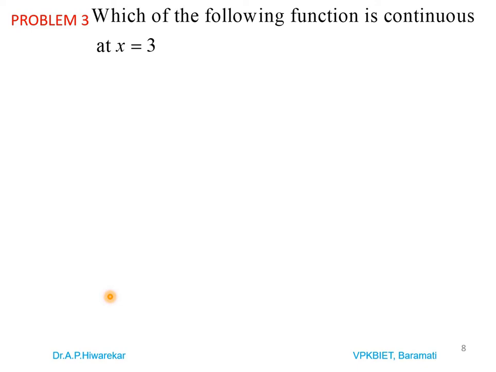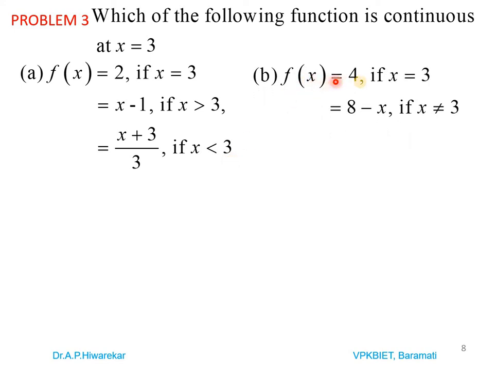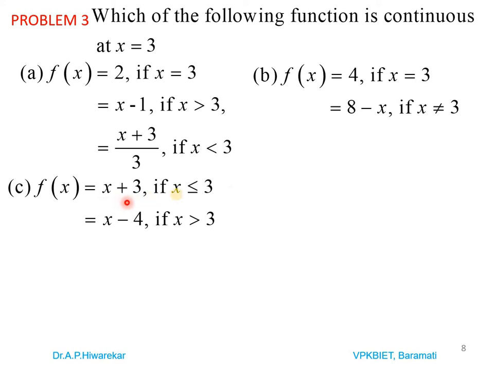Which of the following functions is continuous at x is equal to 3? A. f(x) is 2 if x is 3, which is equal to x minus 1 if x is greater than 3, which is equal to (x plus 3) divided by 3 if x is less than 3. B. The function is defined as f(x) is equal to 4 when x is 3, and 8 minus x if x is not 3. C. f(x) is x plus 3 when x is less than or equal to 3, which is equal to x minus 4 when x is greater than 3. And D. f(x) is 1 by (x cube minus 27) when x is not 3.